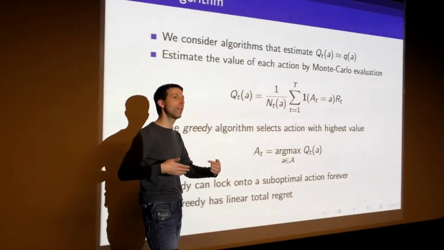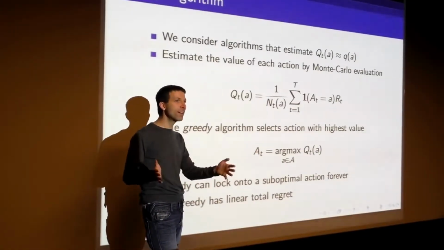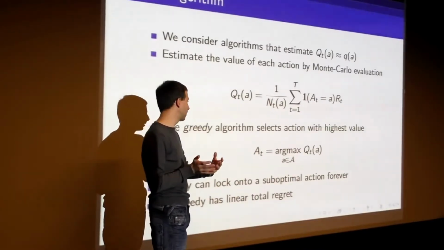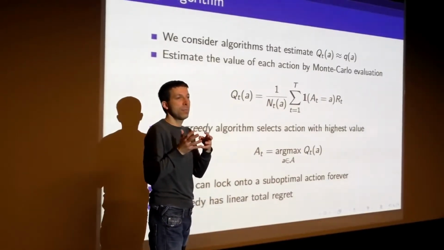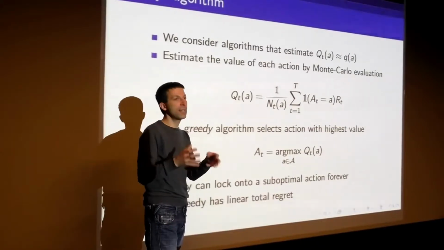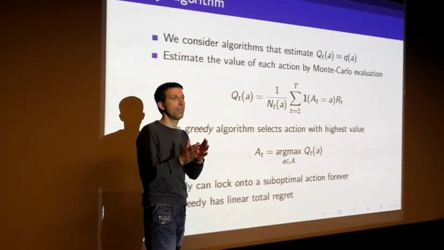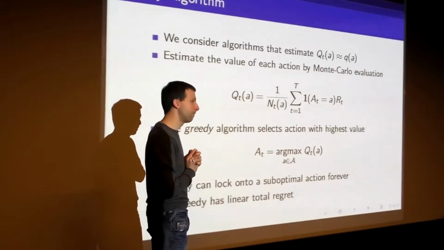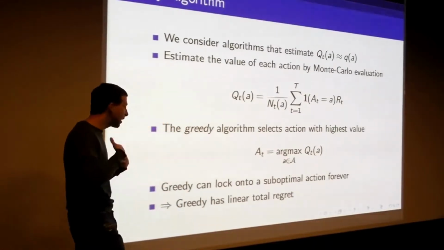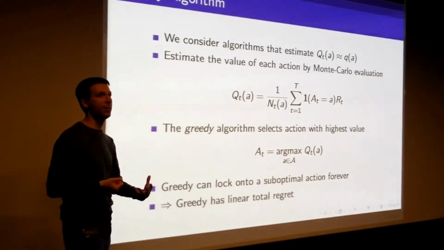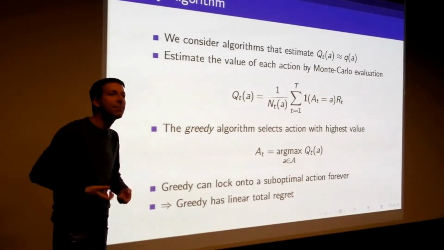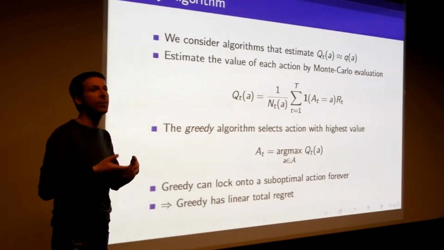If you can do the wrong thing forever, that means at every step, forever, you're going to incur the loss, the regret, for taking the wrong action. So you're going to get that gap again and again and again and again. Okay? So it should be clear that greedy has a linear total regret, like you're making the same mistakes repeatedly forever with some probability.